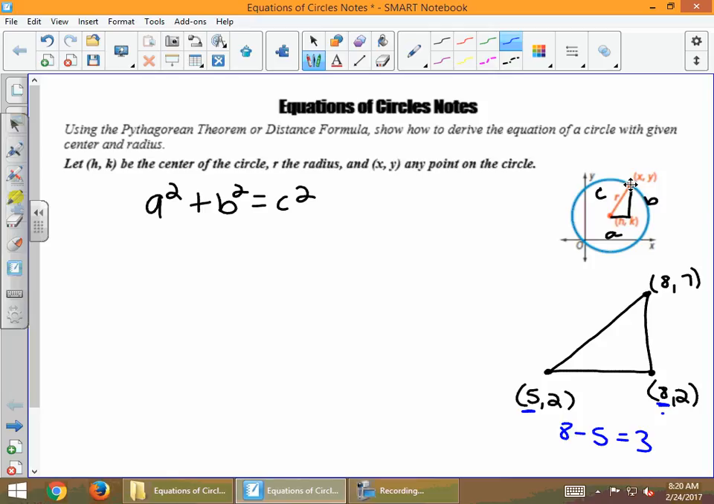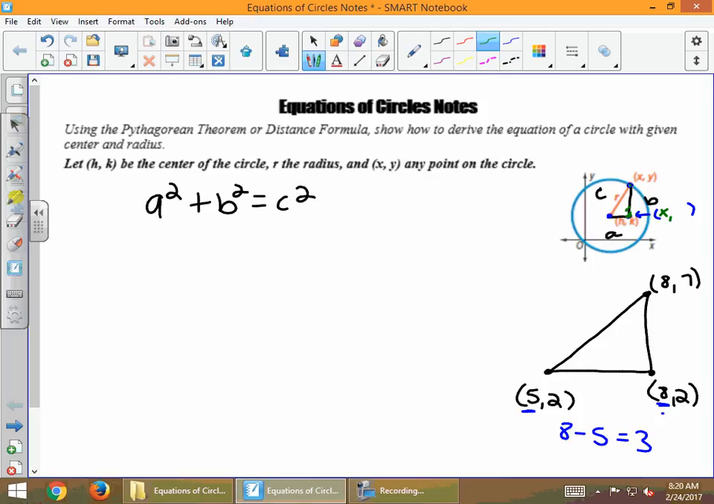So we know this point right here is labeled h, k. We know this point right here is labeled x, y. We just need to find this corner point right there. If you notice, I'm going to highlight it in green, this green corner point is in line with this blue point right there. So they're going to have the same exact x value because they're in the same x spot, one's just a little bit higher than the other.